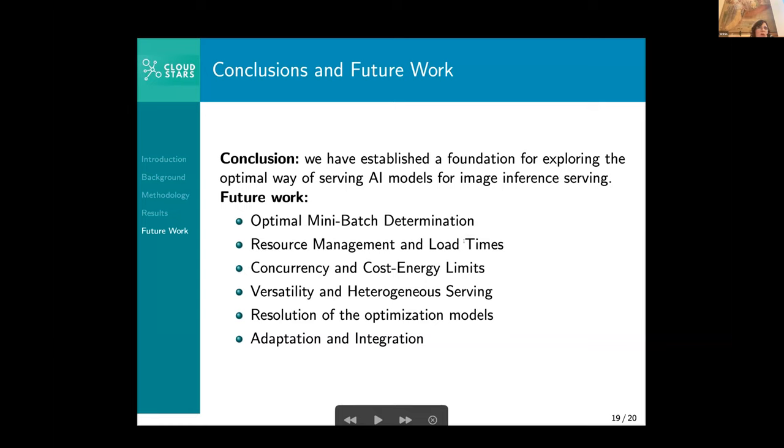measuring or finding out how to tackle concurrency, meaning having more than one model in the same GPU, using more heterogeneous hardware, so mixing different hardware, solving these optimization problems, and also adapting our system to other systems that, for example, can choose the deep learning model according to the user needs. So integrated with other systems.